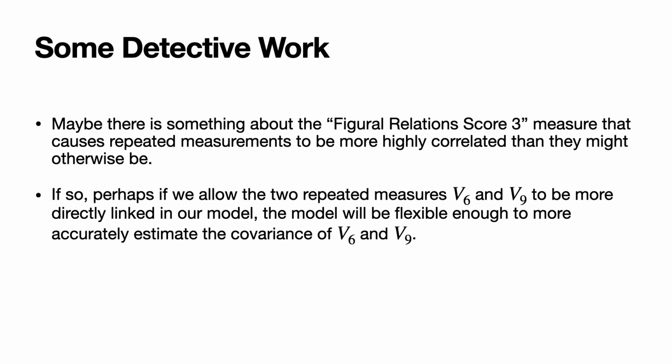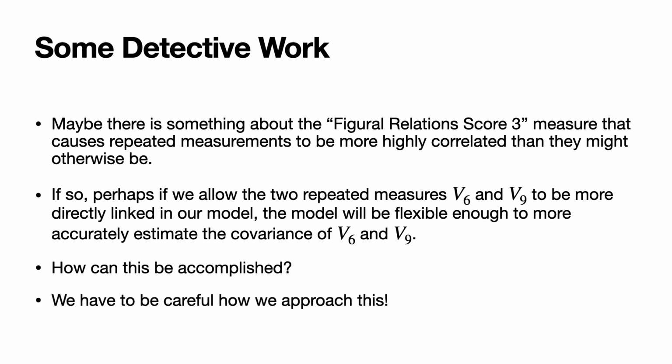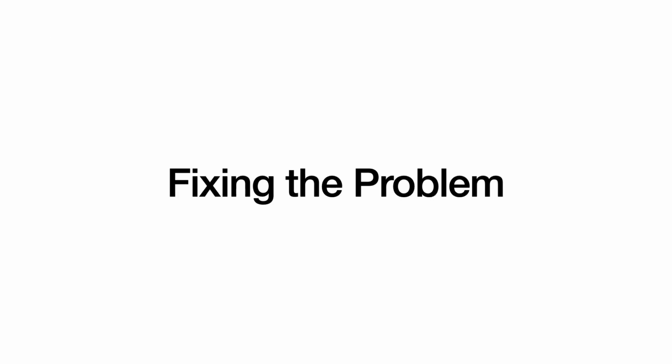If so, perhaps if we allow the two repeated measures V6 and V9 to be more directly linked in our model, the model will be flexible enough to more accurately estimate the covariance of V6 and V9. How can this be accomplished? Well, we've got to be a little careful how we do it. So let's look at fixing the problem.